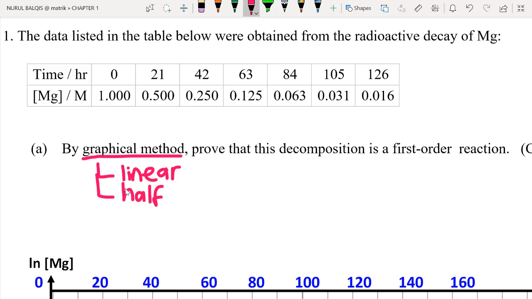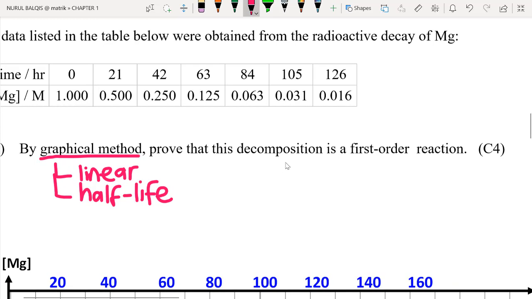Well, but don't rush. Read the question carefully. Read until the end first. Okay, prove that this decomposition is a first order reaction. By right, you are free to choose whether you want to do linear or half-life.